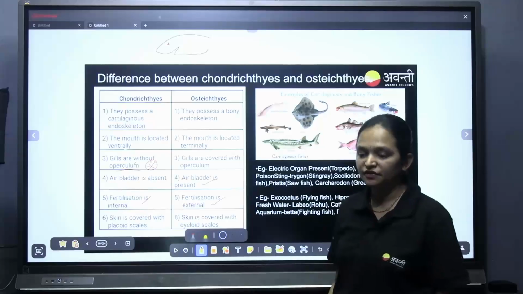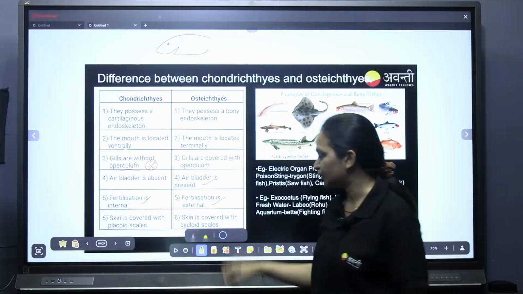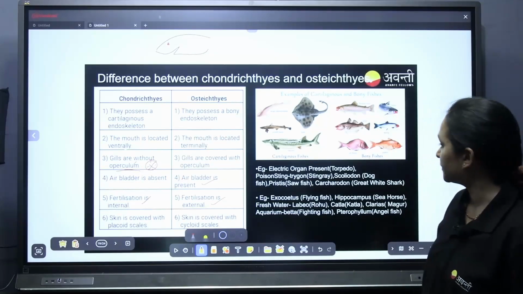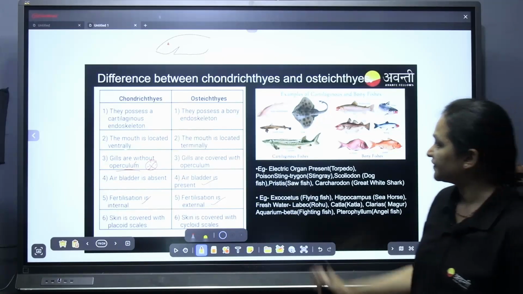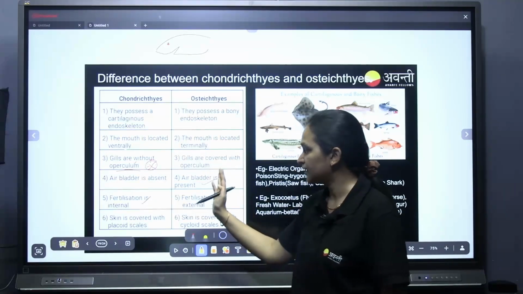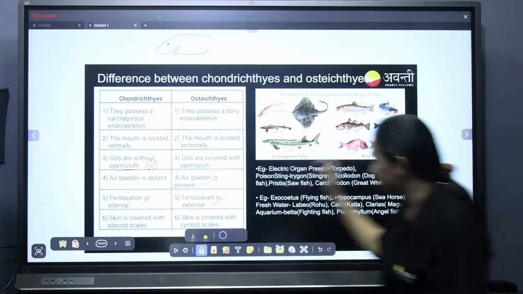Fertilization of the bony fish is external, and the skin is covered with placoid scales here. Skin is covered with cycloid scales here. So this is the difference between our bony fish and the cartilage fish. And these are some of the examples.